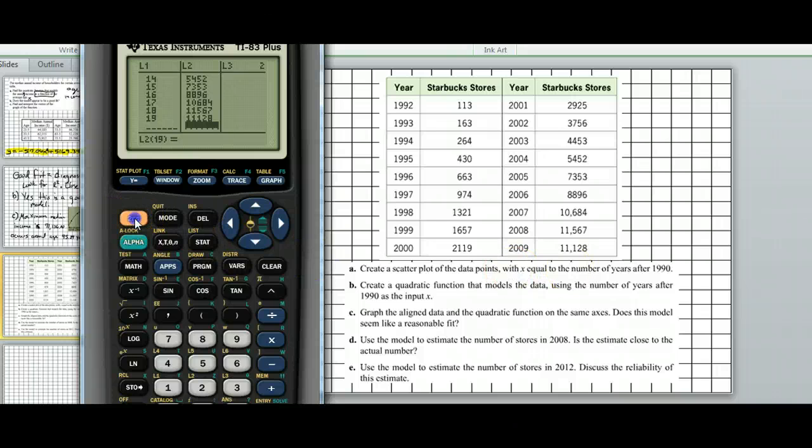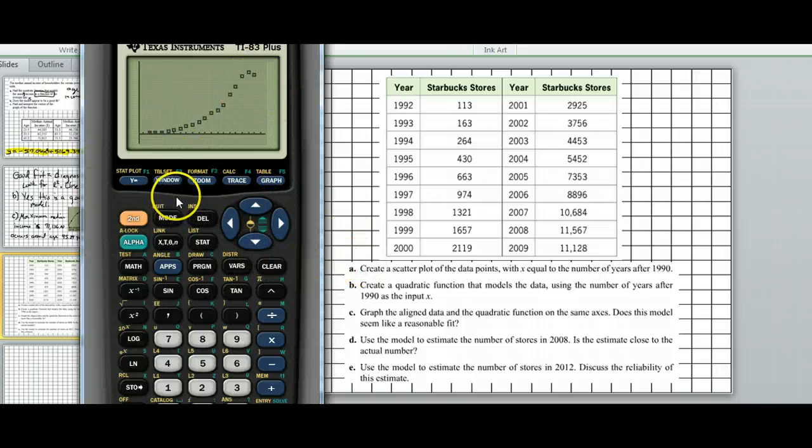So if I just hit second stat plot, plot one on again, like I had before, choose that scatter plot, and then zoom 9 is the zoom stat. There's what this scatter plot looks like. Oops, I still got my graph in there from the last problem. So there's our scatter plot.